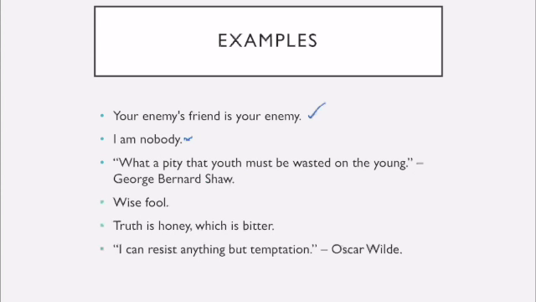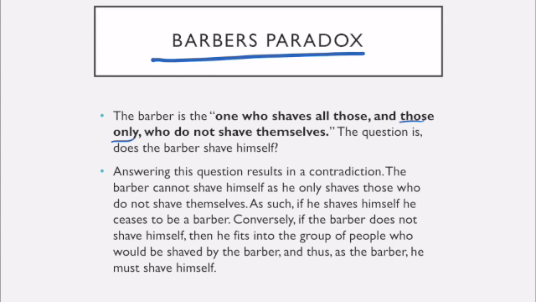One of the more well-known paradoxes is the barber's paradox. So the barber is one who shaves all those, and those only, who do not shave themselves. The question is, does the barber shave himself? So answering this question results in a contradiction. So the barber can't shave himself, as he only shaves those who do not shave themselves. Okay? So if the barber does end up being the one who shaves himself, then he fits in the group of people who would have been shaved by the barber, and thus the barber had to shave himself. This might be good to talk out with a few friends or classmates.